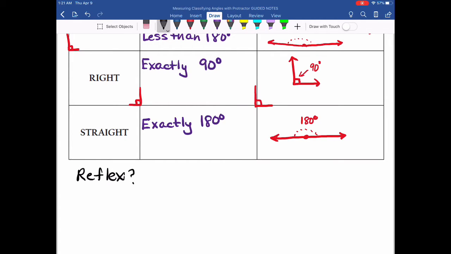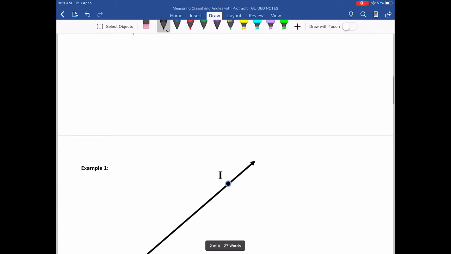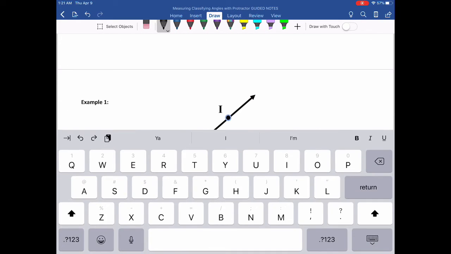Maybe you guys can figure that out. What is a reflex angle? Look that up and tell me what you think that is. Maybe in the comments, see if you guys can figure out what a reflex angle is. It's not really a 7th grade thing, but it's definitely something you can look up and see if it makes any sense to you.